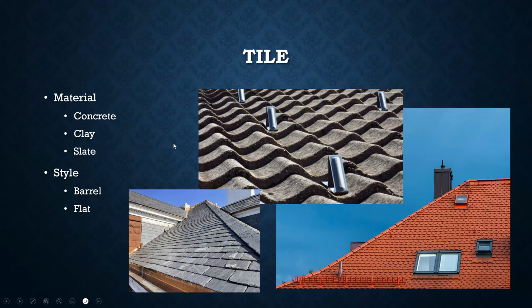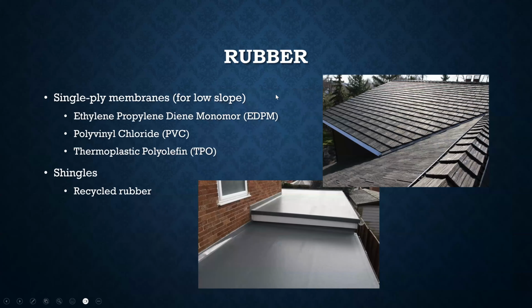There's two styles of the clay and the concrete that you can get: barrel and flat. There's many shapes of barrels that people make. The concrete one looks kind of wavy. The one on the right is a flat tile, but you can just kind of get whatever suits you. Well, those are tile roofs.